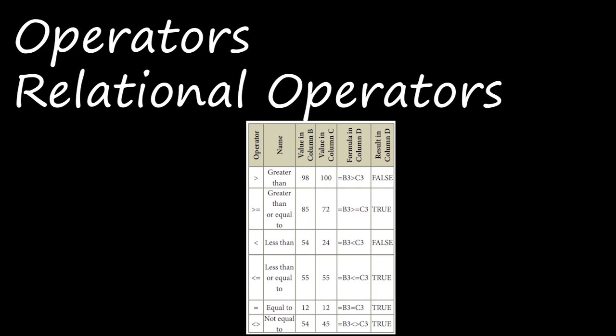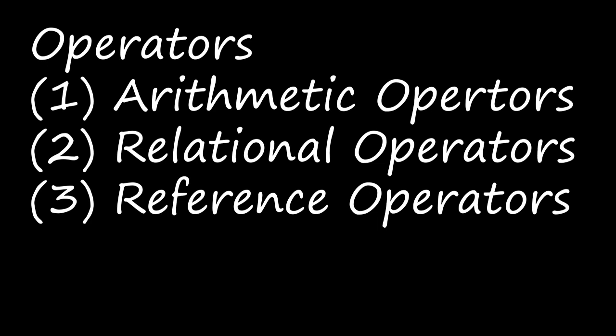So in this way we can enter the formula in the formula bar with these relational operators, and the result will come as false or true. Okay, and the next one is reference operators. Reference operators are used to refer to cell ranges. A continuous group of cells we'll call a range. There are three types of reference operators.